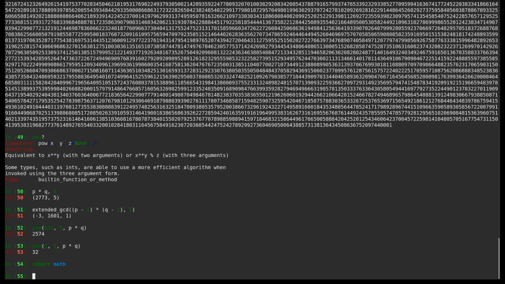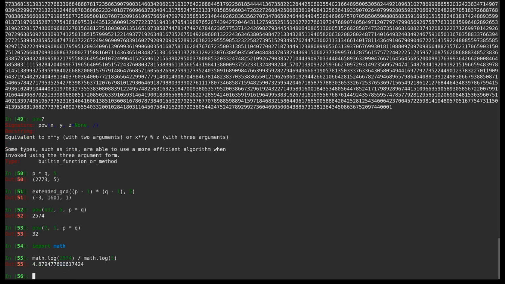But if we import math and do math.log of 2574 divided by math.log of 5, which is the way to find the logarithm base 5, well, it's not an integer, right? There is no integer to the power of 5 that gives us 2574. So we're left with trying to solve a problem called the discrete logarithm problem, which in fact turns out to be pretty hard to solve. So we can't really find out what we took to the power of 5 to get 2574.